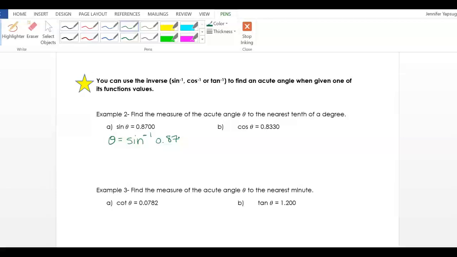So again, you're just going to type this into your calculator. Now to access the inverse of sine, you're going to hit the yellow key or the second key and then hit the sine button. And you probably notice right above that button, you see that sine inverse. And then when you type that into your calculator, you should get an answer of 60.5 degrees. And again, we're looking for an angle measurement, so that's why we're putting the degree sign.